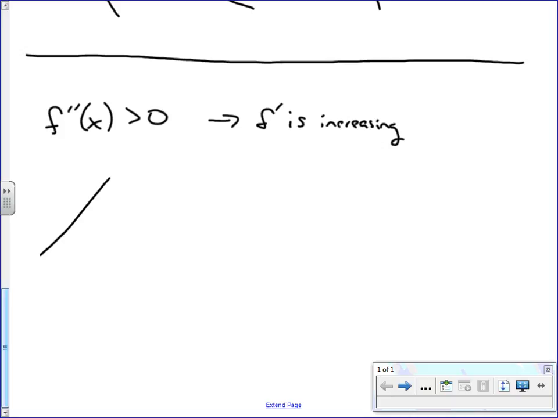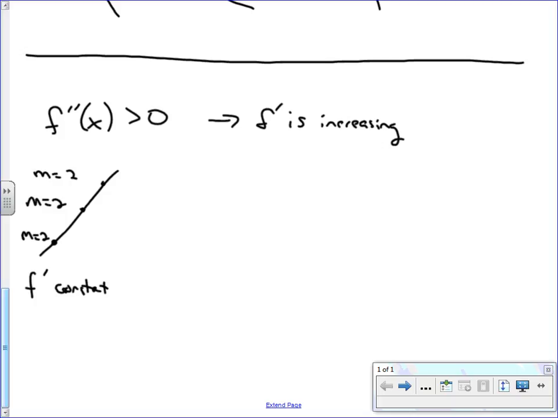Like right here, this is a straight line. If I tell you that the slope right here is 2, then what's the slope right here? And what's the slope right here? Okay, this is f prime constant.